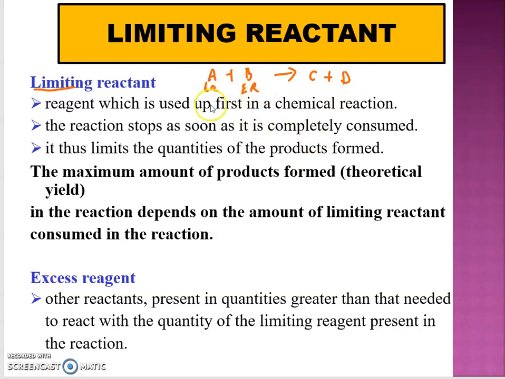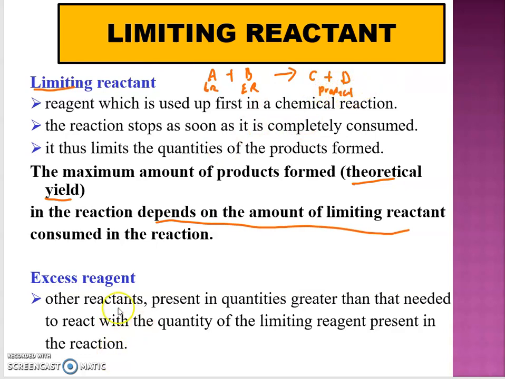Okay, so the maximum amount of product form, we call it as a theoretical yield. Ia ni product form lah bahasanya. So secara teorinya, this will be controlled by limiting reactant. This depends on the amount of limiting reactant. So, limiting reactant ni sangat penting untuk menentukan how many maximum product that will be produced.